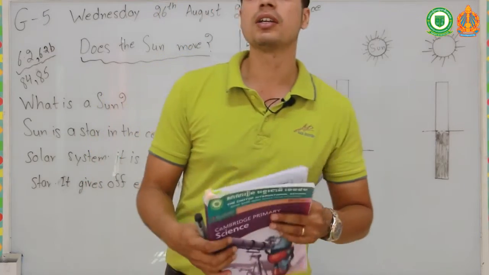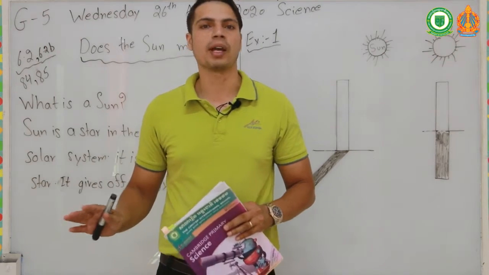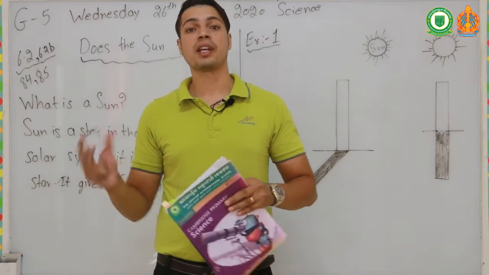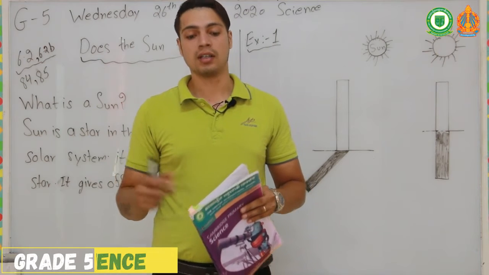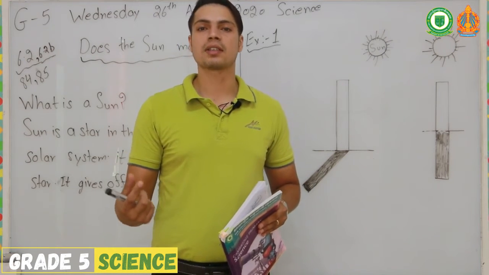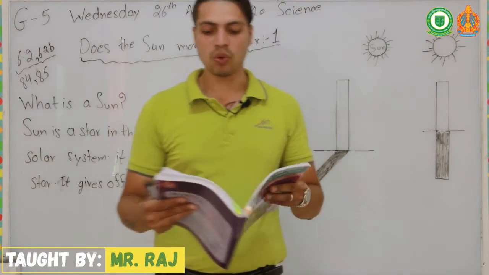But in actual, the sun does not move. The sun has no movement. It's the earth, our planet, that rotates around its axis. That's why we see the sun moving. But in actual, the sun does not move.